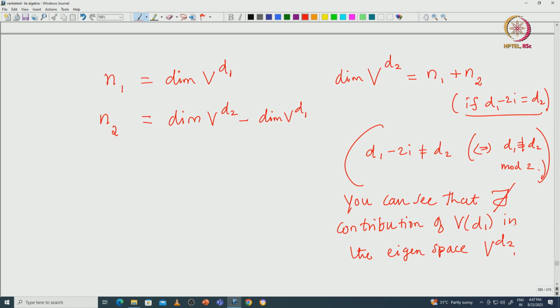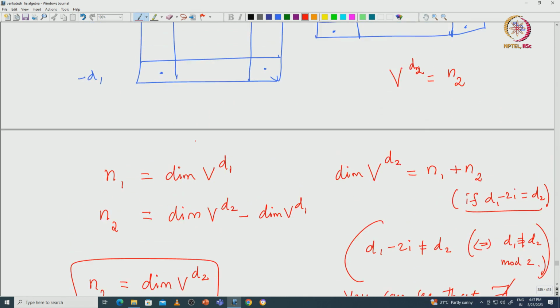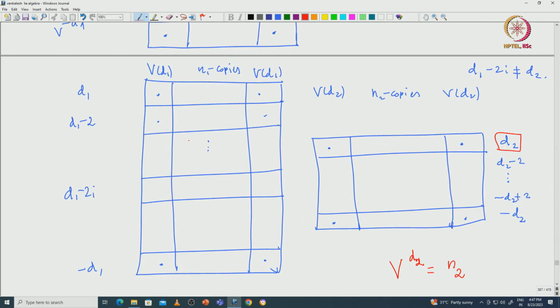So, that means n2 will be exactly equal to the dimension of V_D2. This is how you recover it, by knowing the parity match and so on. You can repeat this for the other copies as well.